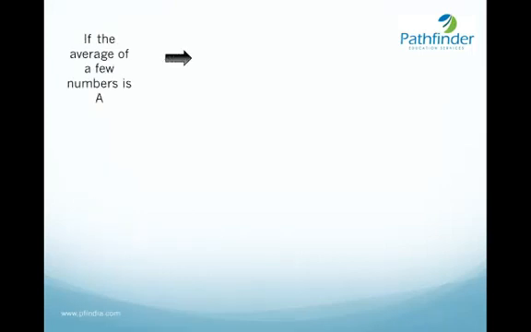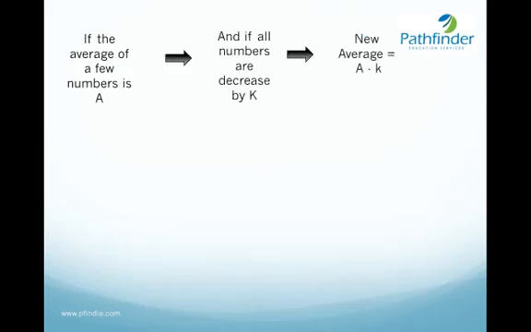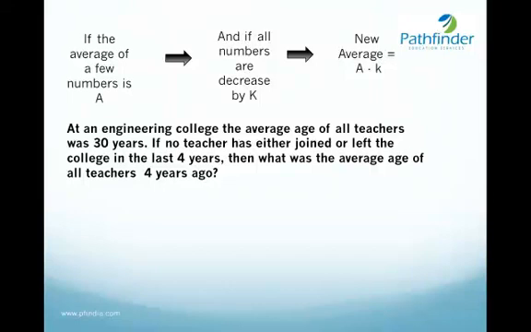Similarly, if the average of a few numbers is A and if all numbers decrease by K, then the new average is equal to A minus K. So let us look at a simple example.